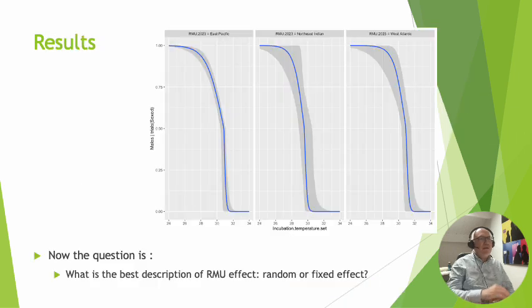Let's see what results we obtained. We obtained a thermal reaction norm pattern with the flexit double star model for East Pacific, Northeast Indian, and West Atlantic RMUs. Now, the question is, what is the best description of the RMU effect, random or fixed effect?